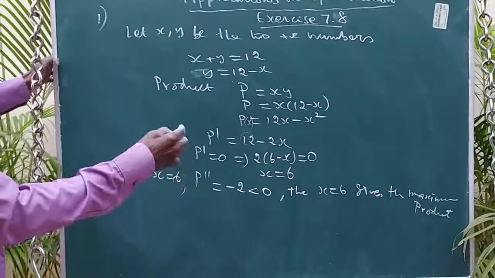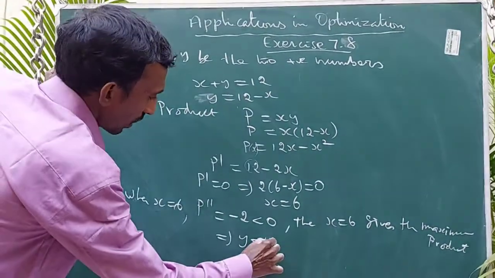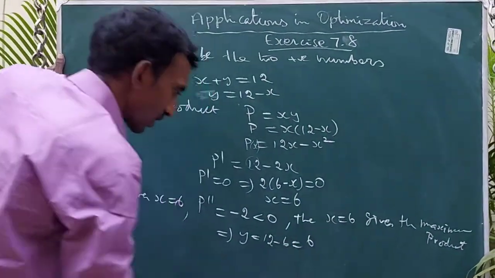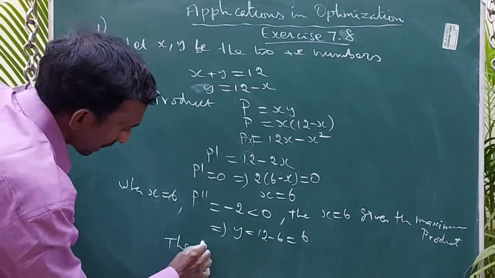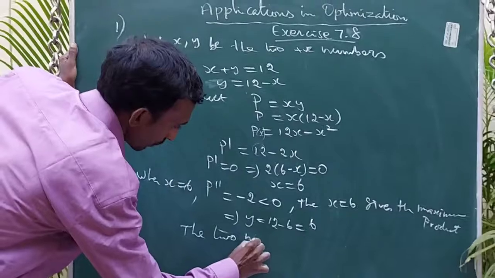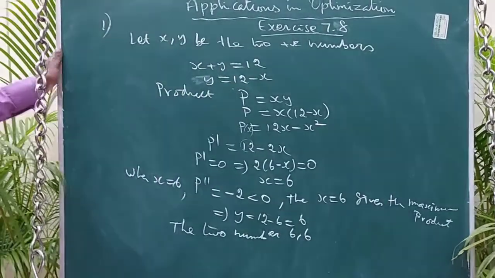So x equal to 6 means what is y? Y equals 12 minus 6, which is also 6. So the two positive numbers are 6 comma 6. That is the required answer.